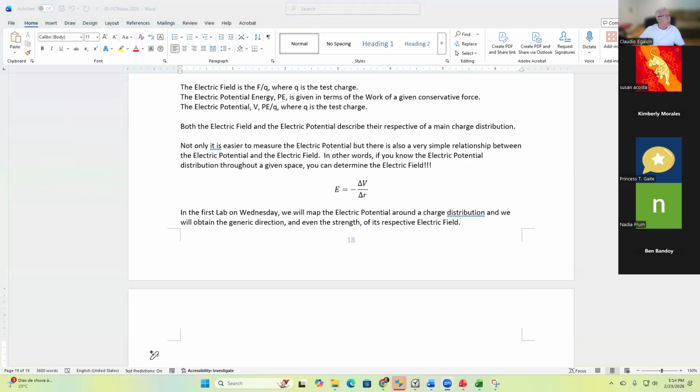Let's see, someone is asking a question here. Let's see, so you can find the electric field.